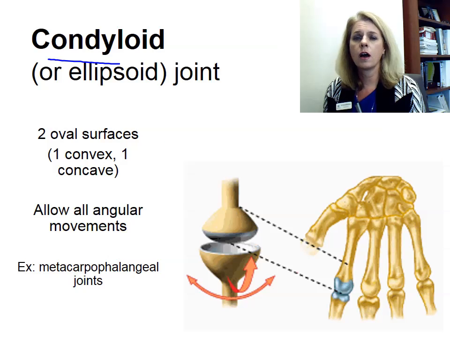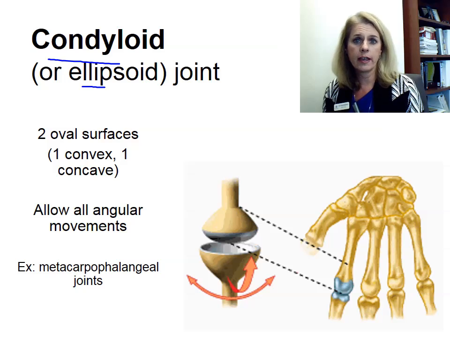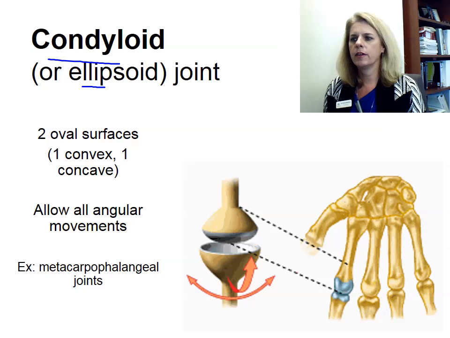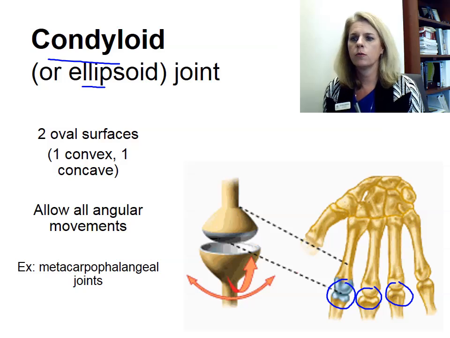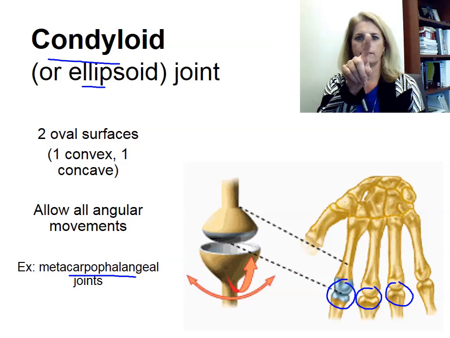You have what are called condyloid or ellipsoid joints. This is where you have two oval surfaces, one that's convex and one that's concave, and it allows all the angular motion. So if you think about the joint between your metacarpals and your phalanges, what you would call your knuckles, the metacarpophalangeal joints, it allows you to do that. Okay, so it's an ellipsoid. You can make a cone.